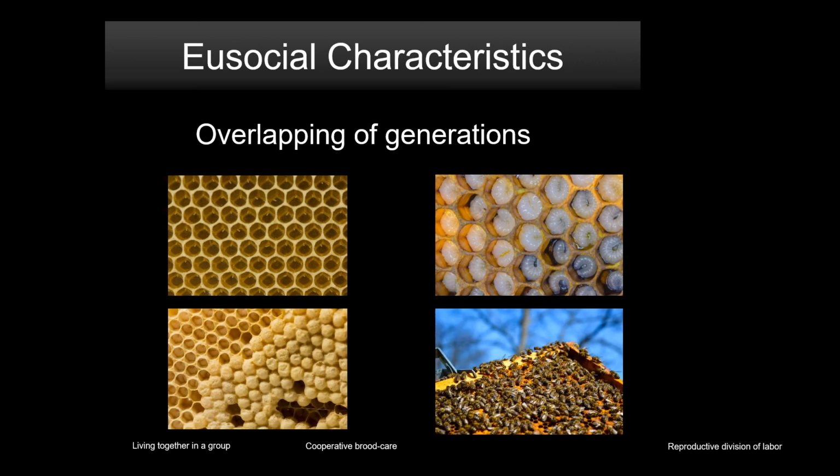Overlapping of generations. This characteristic is displayed by the fact that it takes honeybees of all ages for the colony to survive, whereby in order to maintain a healthy colony there should be eggs, larvae, brood, and bees at all times.